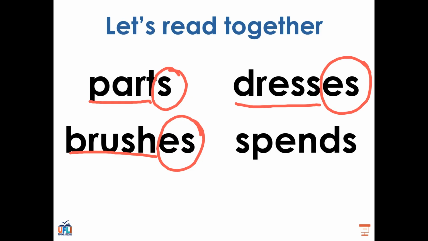Spends. Well done. The base word is spend and the suffix is s. Because this is a one-syllable word, in both its base word and its pluralized form, we just need the s ending.